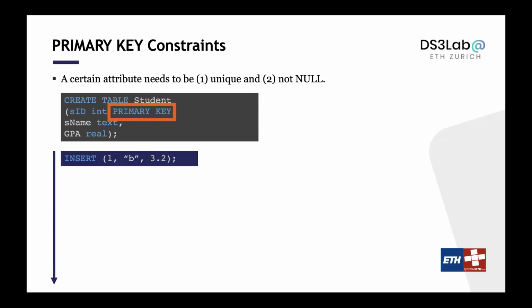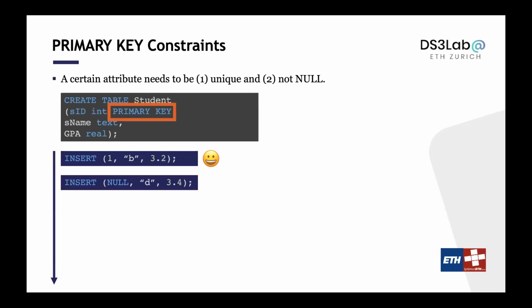So let's look at some examples. If you want to insert a tuple where SID equals 1, student name is B, GPA is 3.2, the database is fine with that, because so far my table is empty. The tuple whose SID is 1 is unique because I don't have any other tuple with SID equals 1 in my table. It's not null, 1 is not null. So the database is okay. It's going to insert a tuple for you.